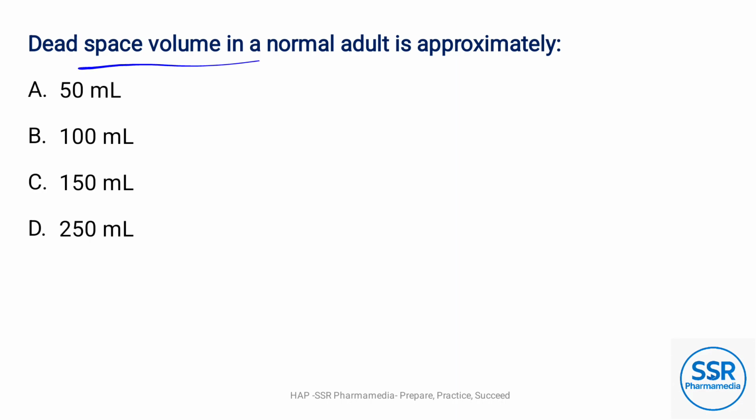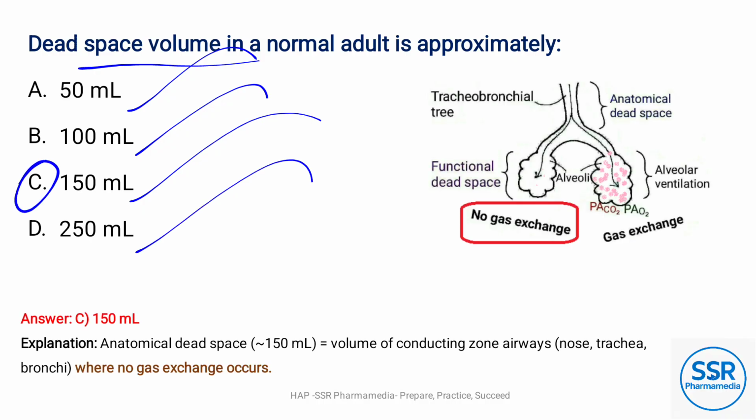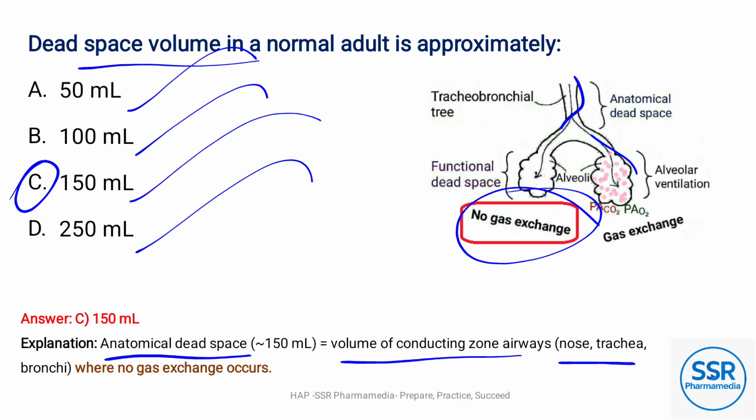Next, dead space volume in a normal adult is approximately: option A, 50 ml. Option B, 100 ml. Option C, 150 ml. Option D, 250 ml. So the answer is option C, 150 ml. Anatomical dead space volume, 150 ml, is the volume of the conducting zone airways, present in the nose, trachea and bronchi, where the air does not take part in gaseous exchange.